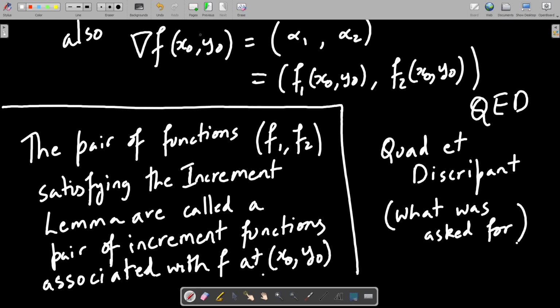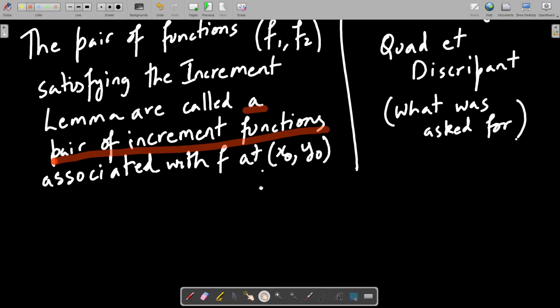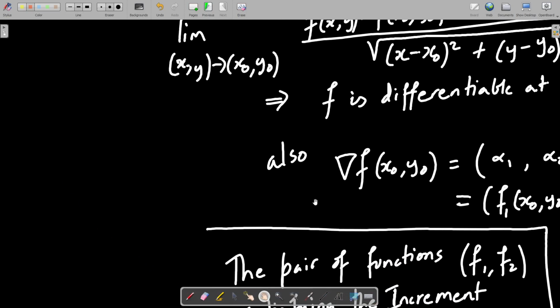Another thing which you should have noticed here, I used the words a pair of increment functions. I didn't say the pair of increment functions. So obviously what I'm trying to say here is they need not be unique. Increment functions for a given function at a given point need not be unique. I'll show you some examples down after some time. Another thing is, this is a local behavior of the function. Now the page is over. Let me write sideways here.